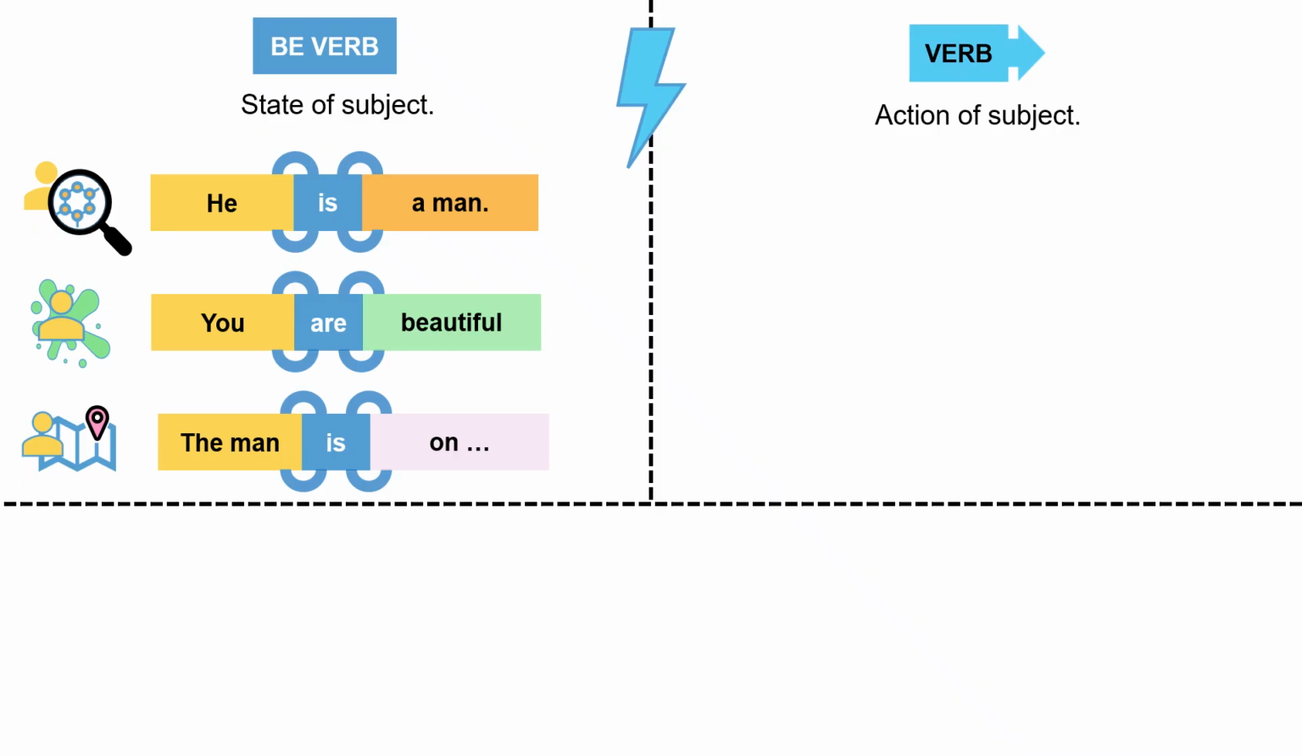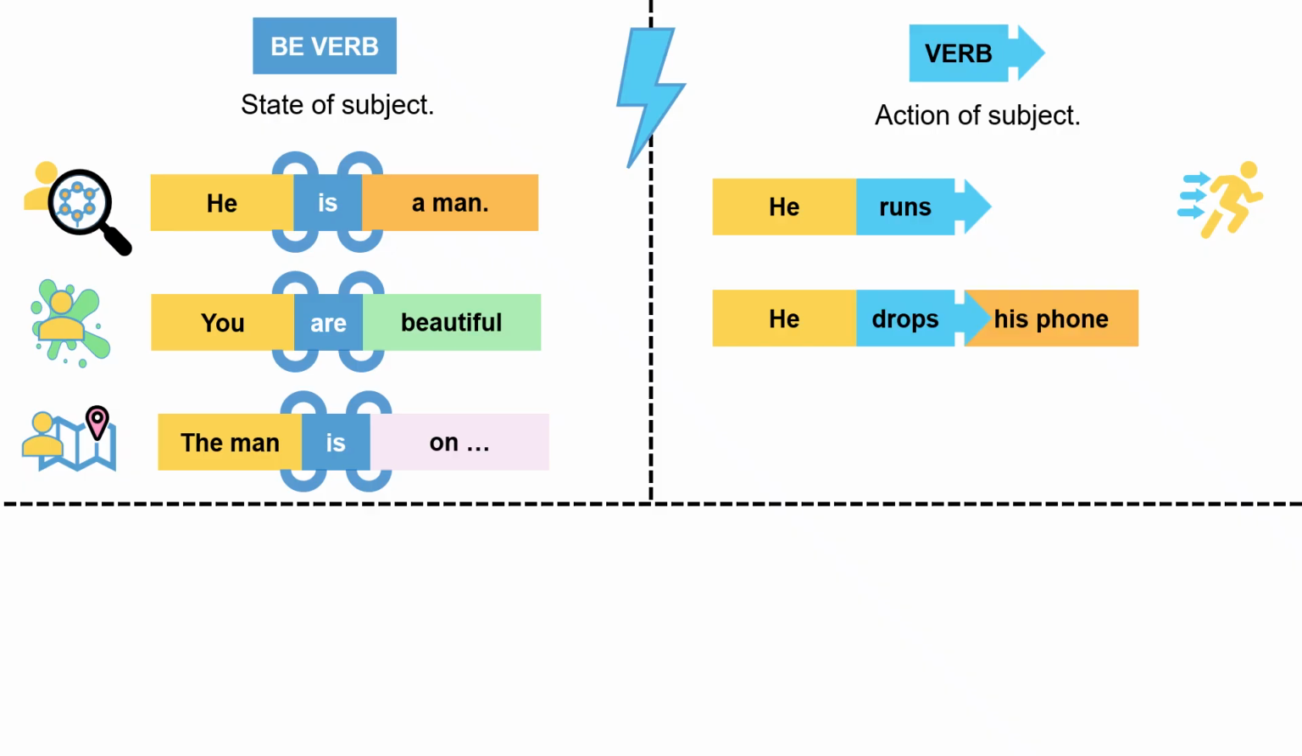Okay, next are action verbs. These are pretty much any other verb. He runs. This shows the action that a subject is taking. He runs. I drink. She reads. Has a subject and a verb. Now, sometimes there is an object as well. He drops his phone.